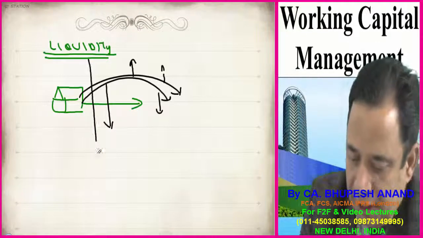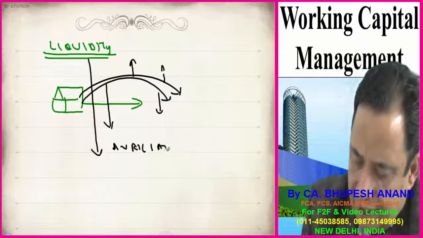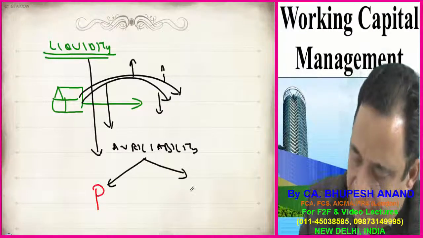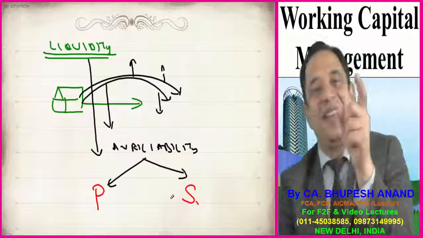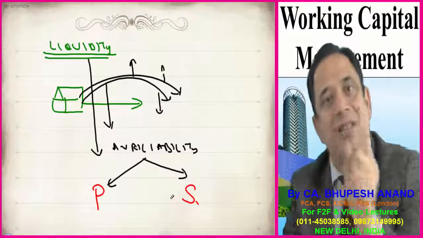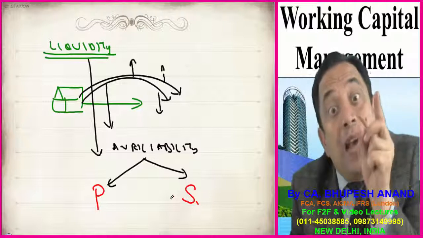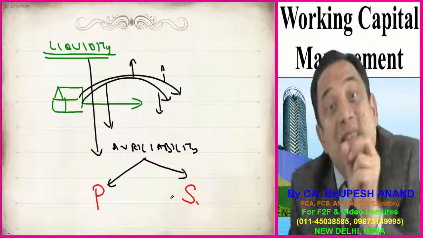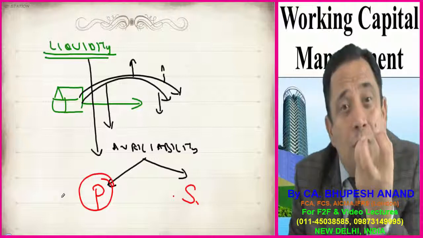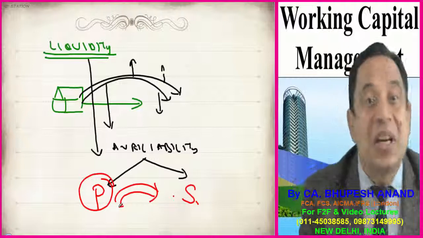So liquidity is availability of cash, how quickly, and availability of cash can be possible with the help of two sources. One is primary and second is secondary. Primary is the main source. Primary is through operating activities. Primary is through your main business. And secondary is not your main source, because in urgency, in emergency, because you require something, because the primary source is not working properly, then only you will go to the secondary source.